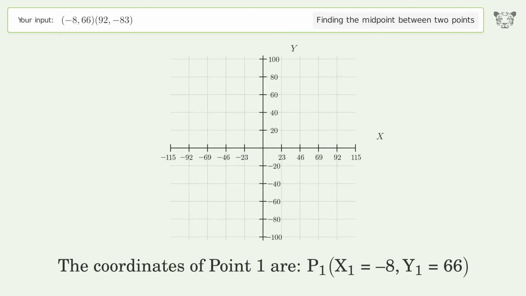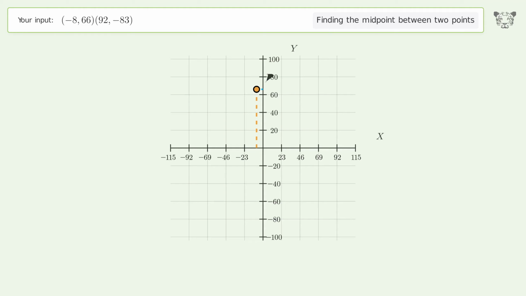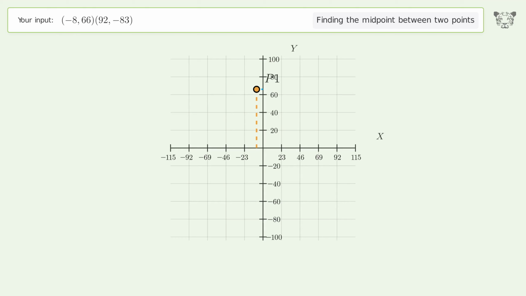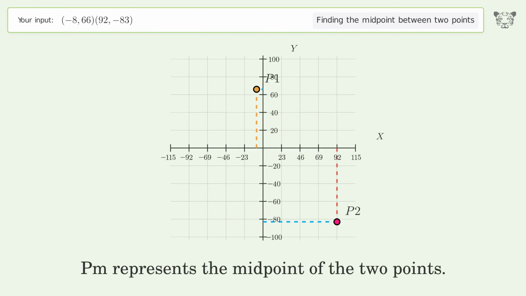The coordinates of point 1 are, x1 equals negative 8, y1 equals 66. The coordinates of point 2 are, x2 equals 92, y2 equals negative 83. PM represents the midpoint of the 2 points.